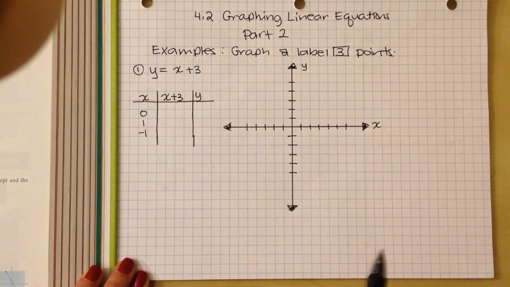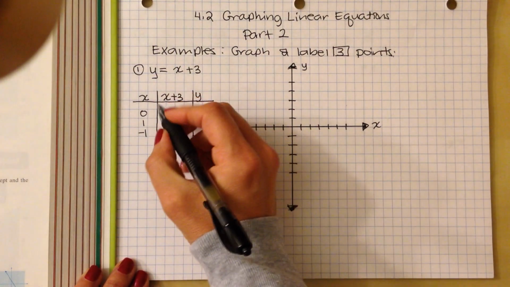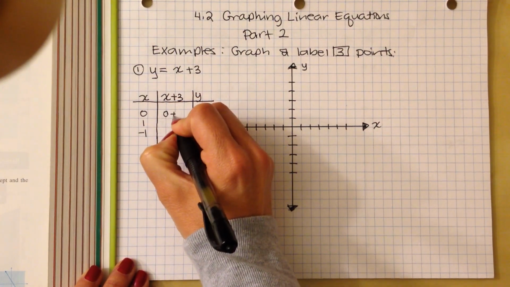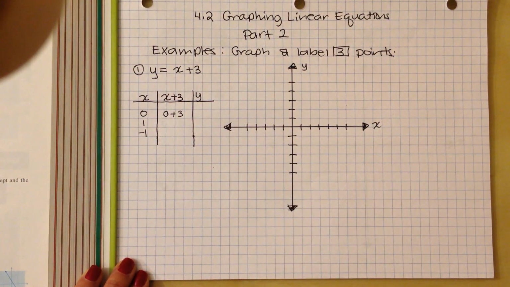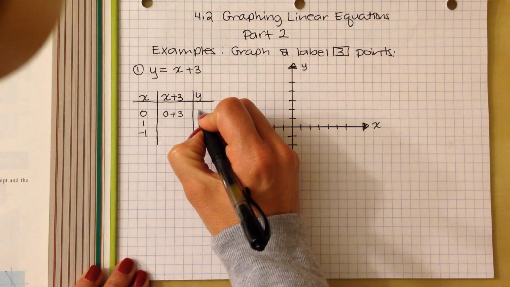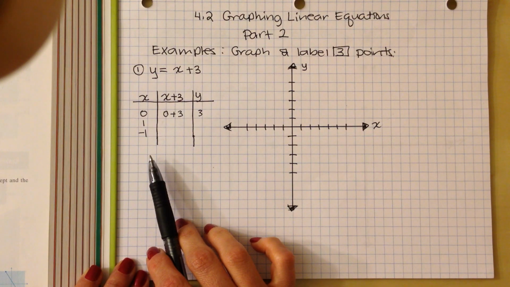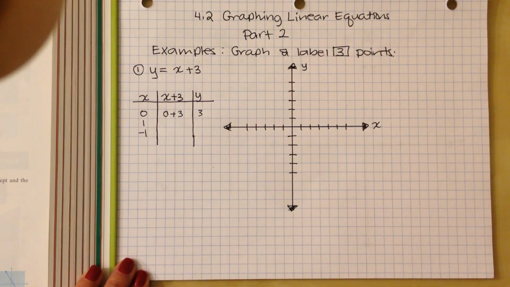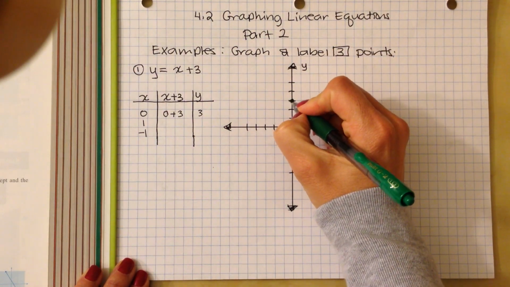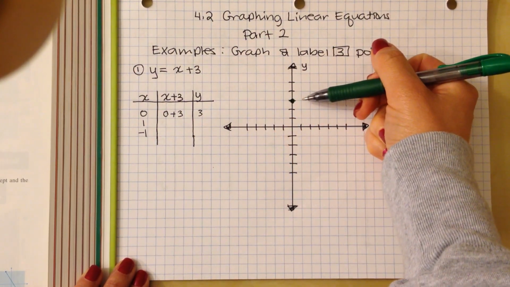So in this case, we'll start with 0, and we substitute it. We have 0 plus 3, which gives us a y value of 3. This gives me an ordered pair to graph, (0, 3). So let me go ahead and graph that. That would be right here. And by the way, this is a y-intercept.